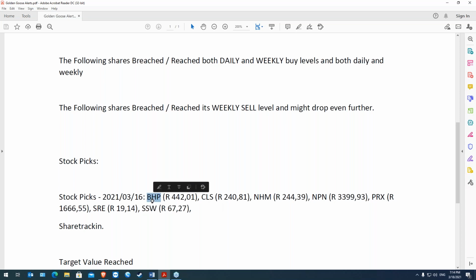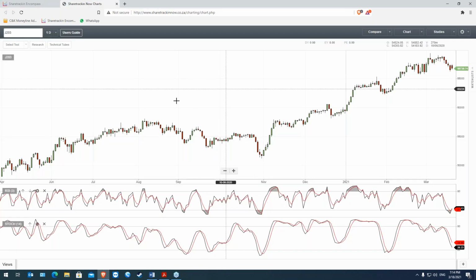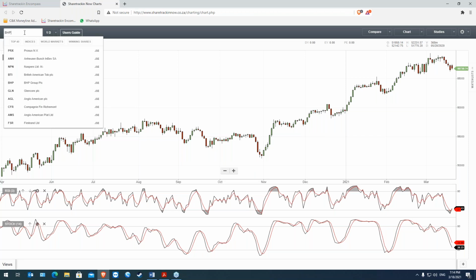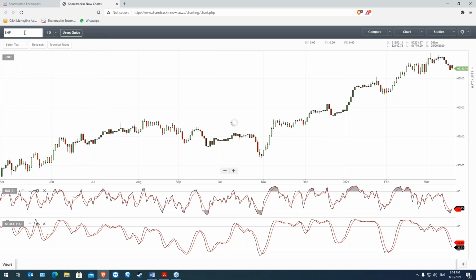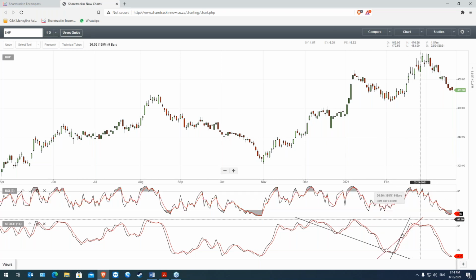So I take that share to my Charts IQ. I don't even need to go to the additional advisors. I just open Charts IQ and type in the code over there. So I type in BHP, I hit enter, and then it will give me BHP. Let me just remove my previous lines here.